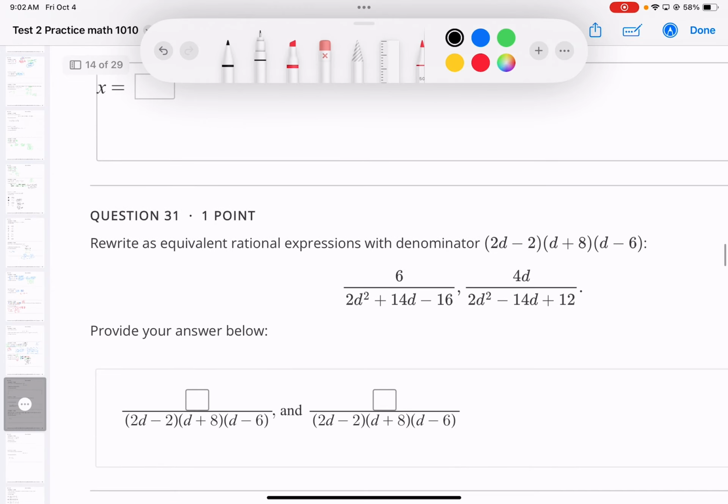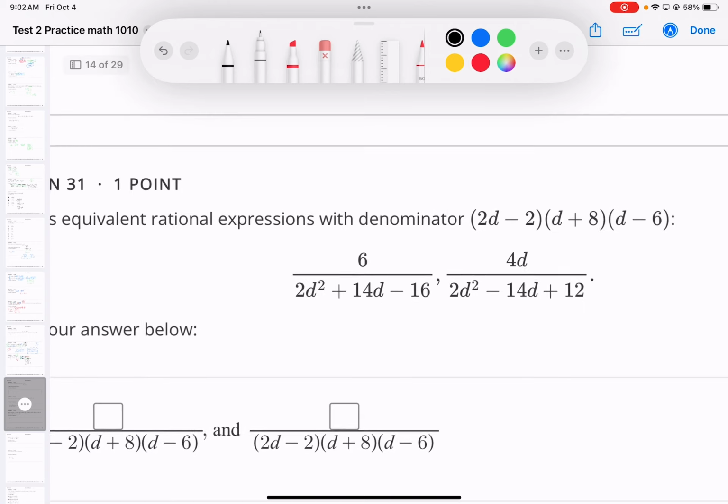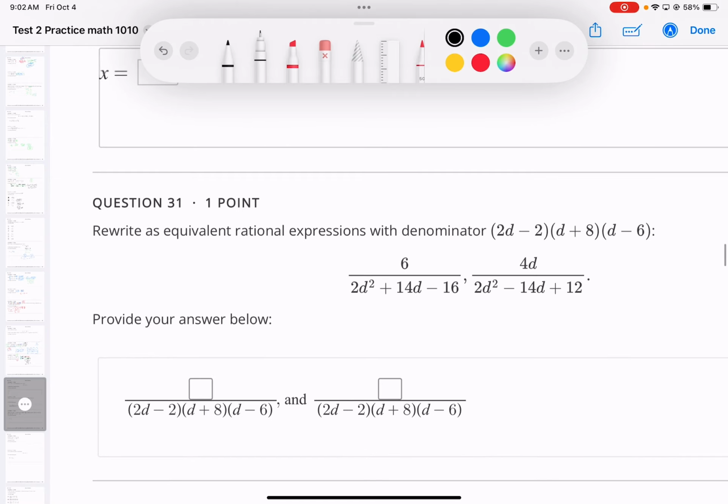Okay, rewrite an equivalent expression with denominators that. Okay? You just factor it. Yeah, you just factor it and just see which one you're missing so that you can multiply. I don't like this one.